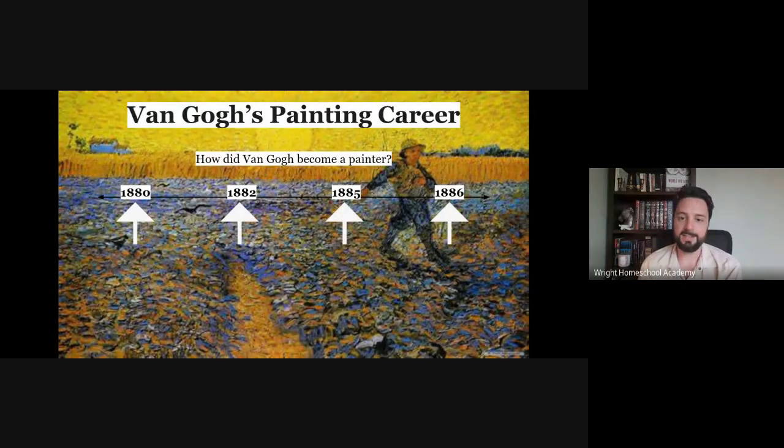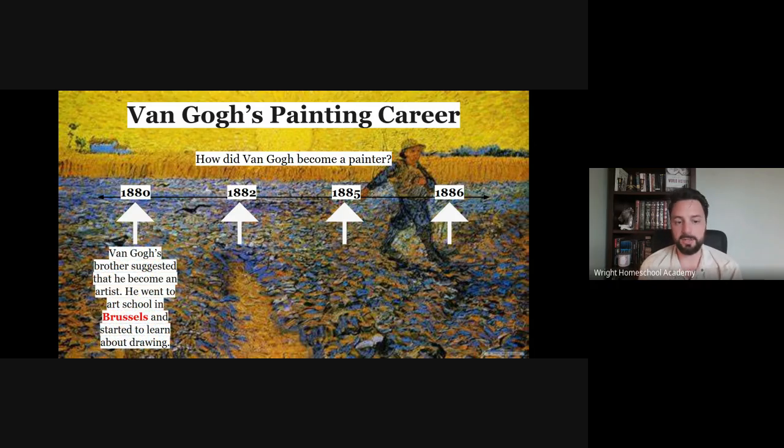All right, let's timeline out Van Gogh's painting career. You've heard it in narrative form. Some of us are visual learners, and it's easier for us to chronologically order things in our mind if it's laid out on a timeline. So let's start in 1880. Remember, at this stage, Van Gogh is already 27 years old, right?